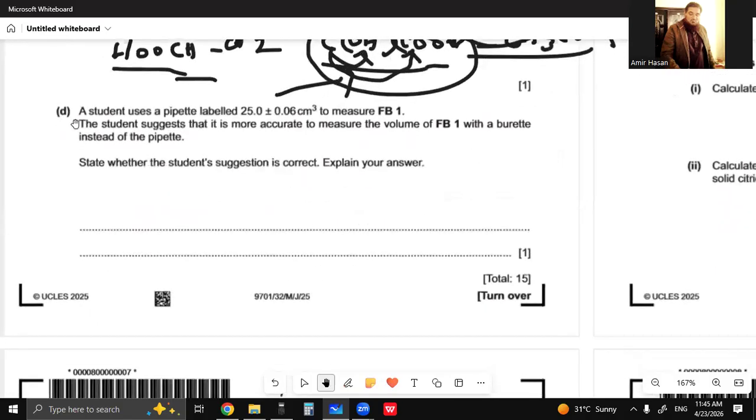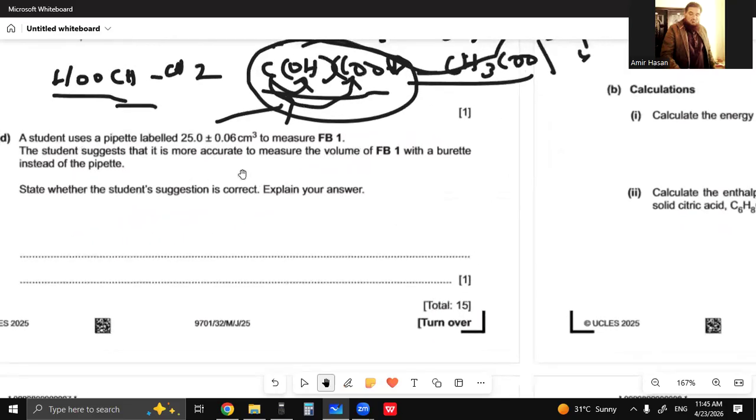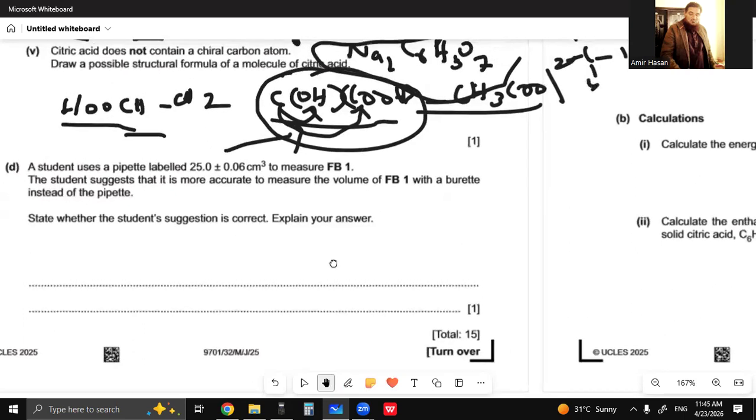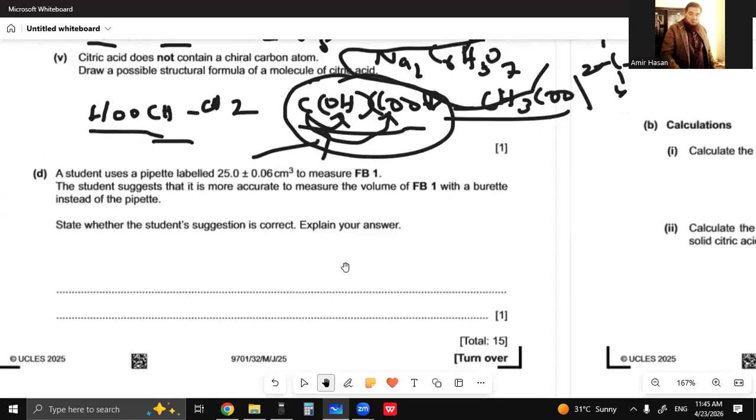Secondly, the part D: a student uses the pipette labelled 25 plus minus 0.06 FB1. The student suggests that it is more accurate to measure the volume of FB1 with a burette instead of a pipette. Whether the student's suggestion is correct, in the answer.